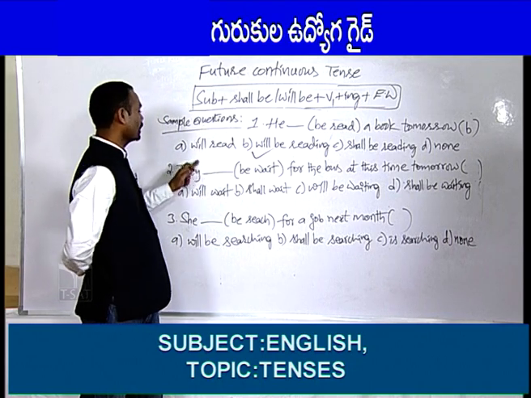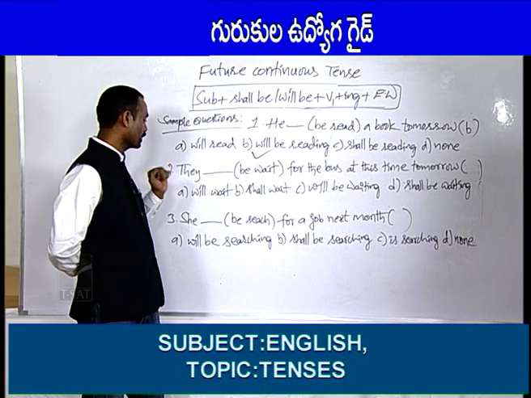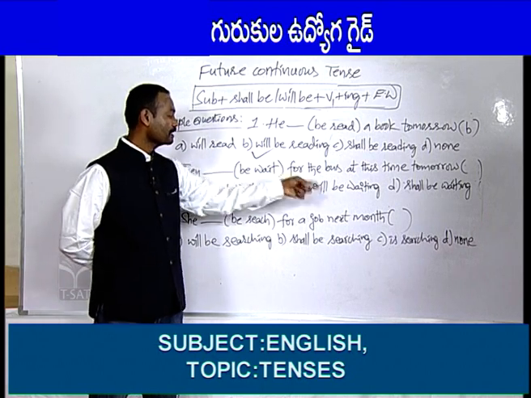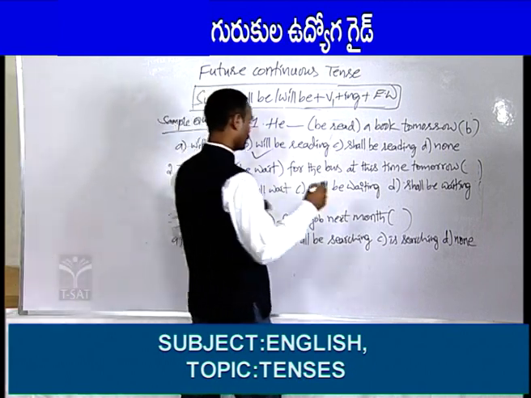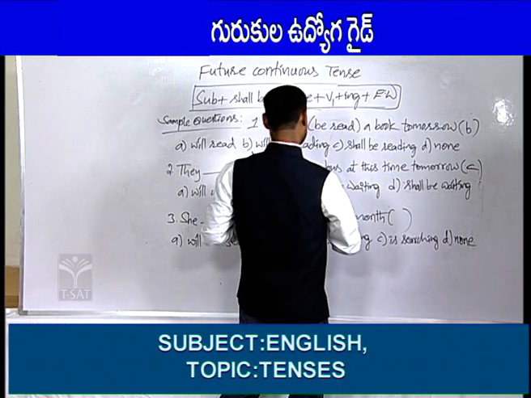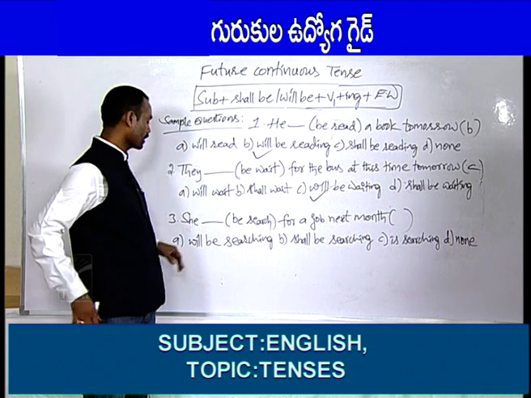For example, for subjects I and we, shall be waiting. For other subjects, will be waiting. Where is will be waiting? Option A wrong, option B wrong, option C, will be waiting. That is the answer. Okay, answer is C. Friends, come on, let's see the last example of future continuous.